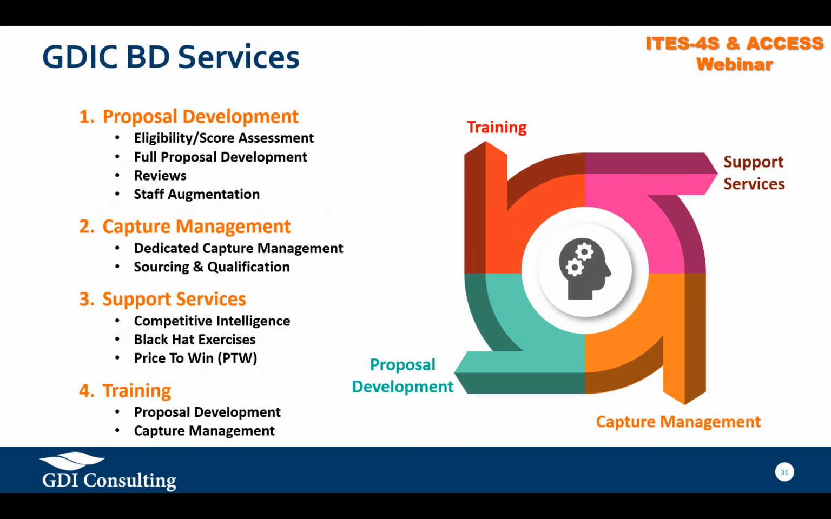As a whole, our company has 4 different divisions: proposal development, capture management, support services, and training. So we cover a full BD spectrum for government contractors. Under proposal development, we have eligibility and score assessment, so we do a lot of eligibility assessment before we even start the proposal for our clients. Full proposal development, reviews, and staff augmentation.